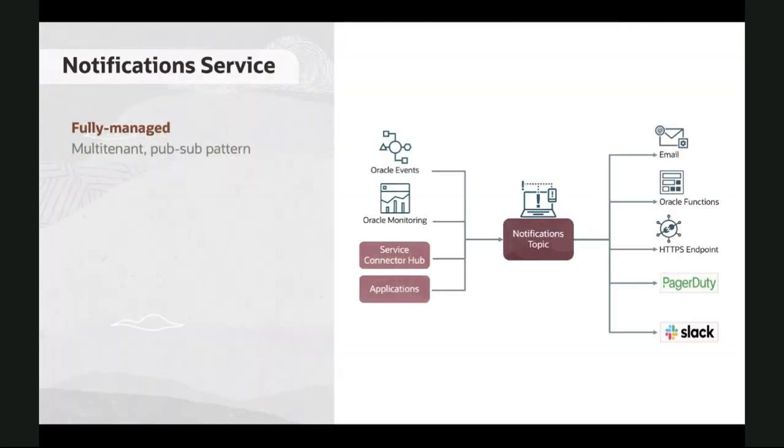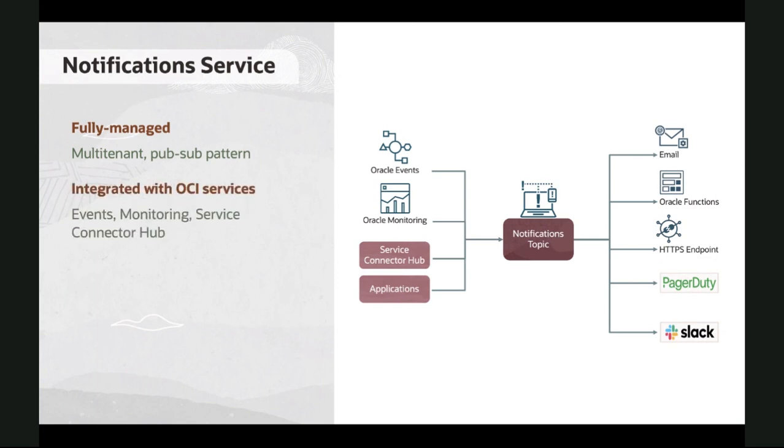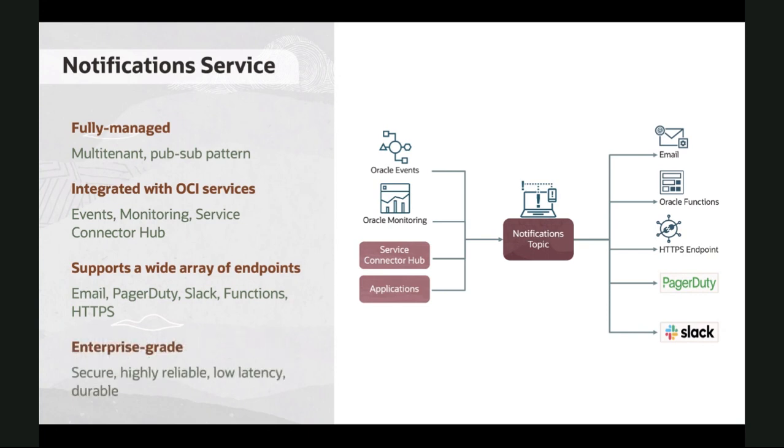The next service we look at is the Notification Service. Notification Service is a fully managed multi-tenant pub/sub service. Again, it is fully integrated with OCI, so it integrates with events, monitoring, Service Connector Hub, functions, and a number of other services. It supports a wide variety of endpoints, such as email, PagerDuty, Slack, functions, HTTPS, and so on. And finally, notification service is enterprise grade, so it's fully secure, highly reliable, has low latency, and is durable.